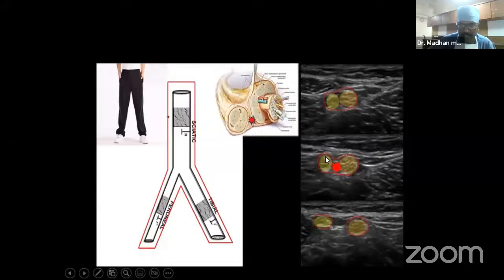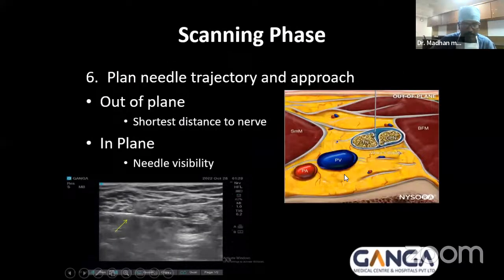So my point is you have to give the block when the nerves are close to each other but not touching. So there should be some space for your needle to enter. So this is almost close to each other and touching. So here it is close to each other but not quite touching. So that is the end point. That is the end point of the needle.